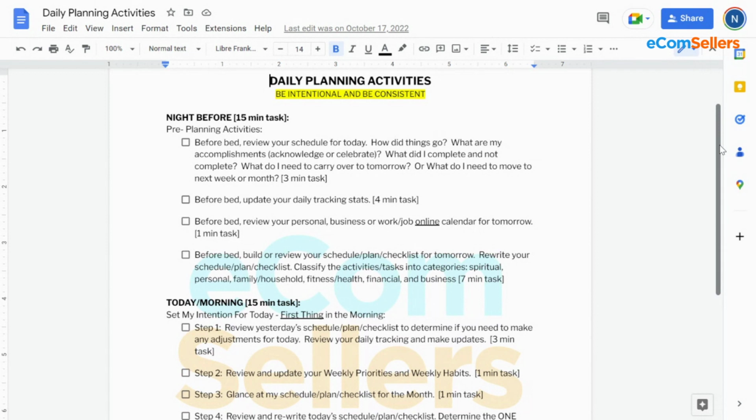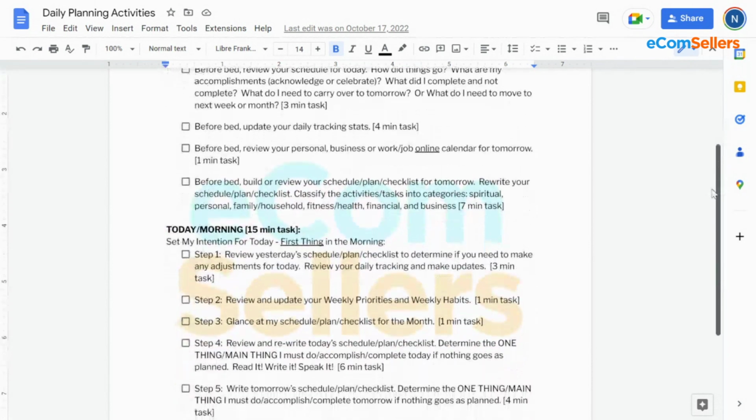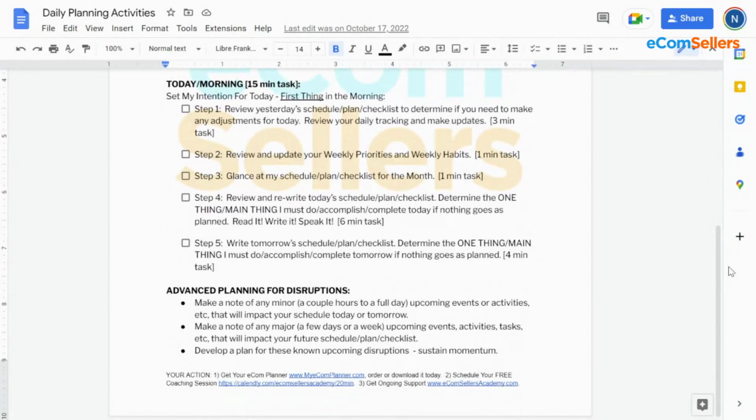Then, number 4 is that we are going to go through and review the schedule we built last night and potentially rewrite or rebuild it. Why? Because once we've gone through and looked at our weekly priorities and the month, maybe we need to go ahead and make some adjustments.